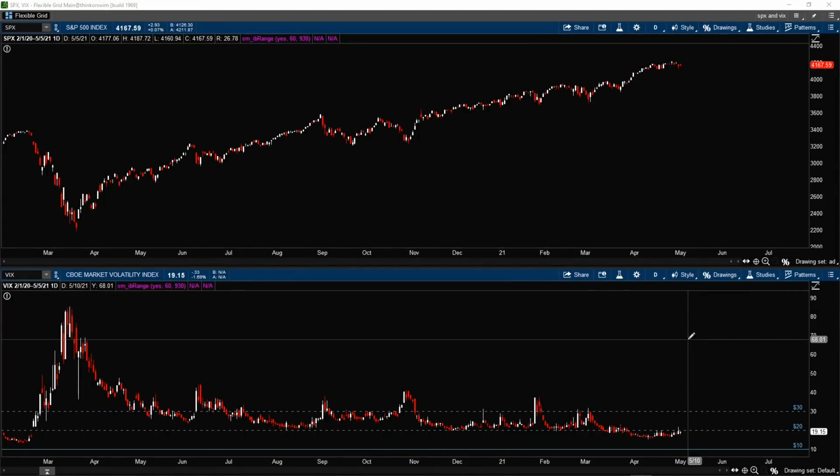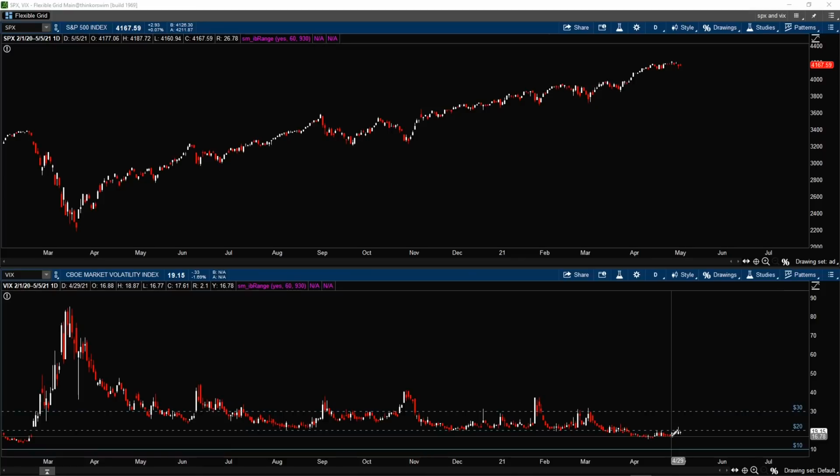Let's start with this daily chart of the VIX and the S&P 500. As you can see, the VIX has been hanging around below the 20 level for over a month now, and it is getting too comfortable to be safe. I would not be surprised to see a spike up in the VIX coming soon. Another thing is the daily range of the VIX.